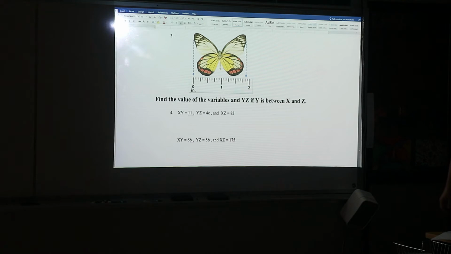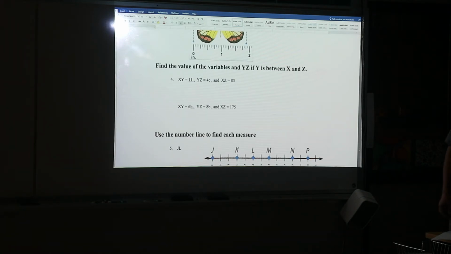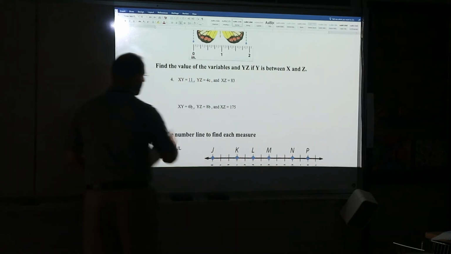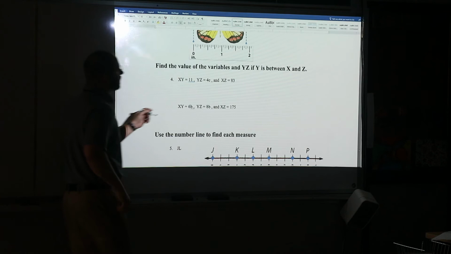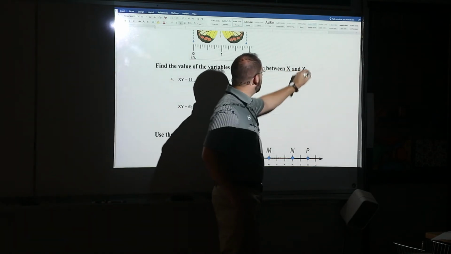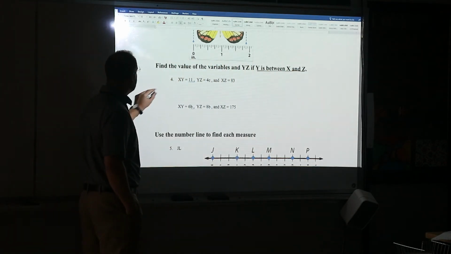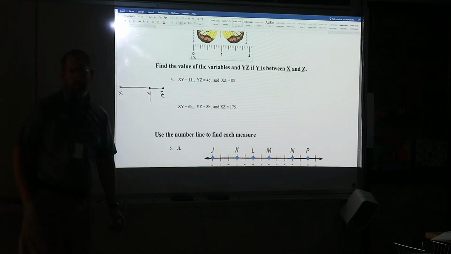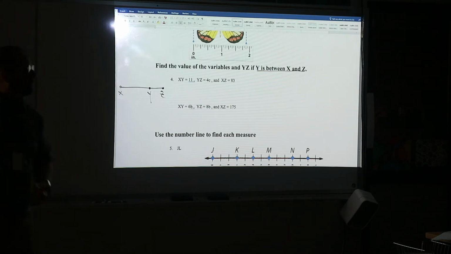Number 4. You have to draw the picture. I'm going to only do one of these. Which one do you want me to do? Top or bottom one? Top. You have to draw the picture on this one. The picture is the same for both top and bottom. How do I know the picture? They're describing how to draw it. It's a segment where Y is in between Z and X. Here's X and Z, and Y is somewhere in between, I don't care where.